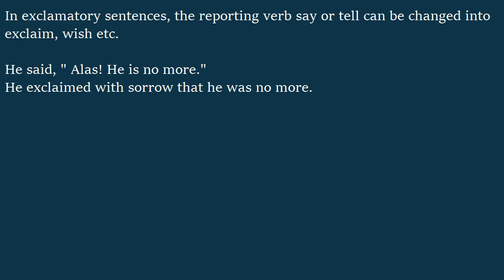And now let's look at some exclamatory sentences. In exclamatory sentences, the reporting verb say or tell can be changed into exclaim, wish, etc. He said, alas, he is no more. He exclaimed with sorrow that he was no more. The team said, hurrah, we have won the match. The team exclaimed with joy that they have won the match. So this is the case of conversion for exclamatory sentences.